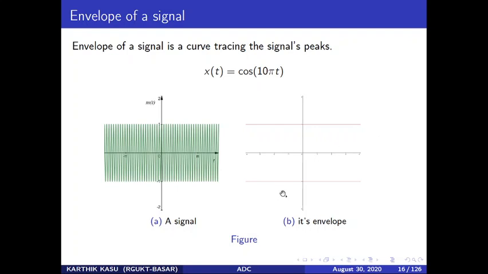So we have two envelopes, the upper envelope and the lower envelope. But when I say envelope, by default you must consider only the upper envelope. Only one is required for us. This is the envelope of a signal. So what is the definition of envelope? It is a curve tracing the peaks of the signal, or a curve joining the peaks of the signal. Please remember this. The envelope is very important when it comes to amplitude modulation.